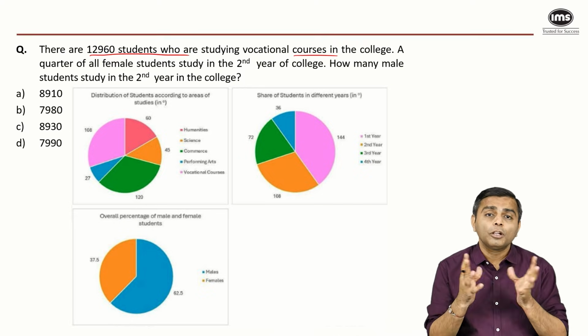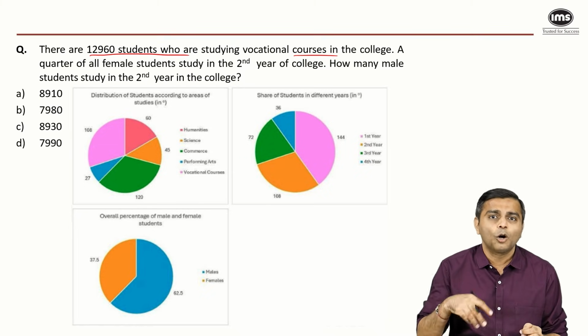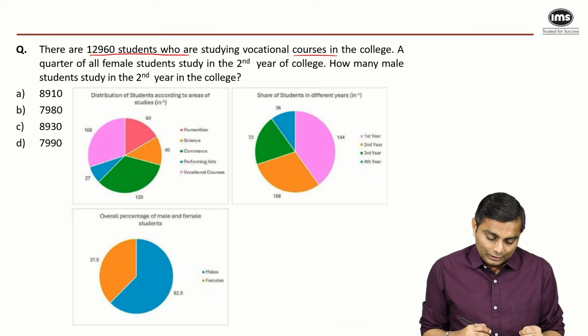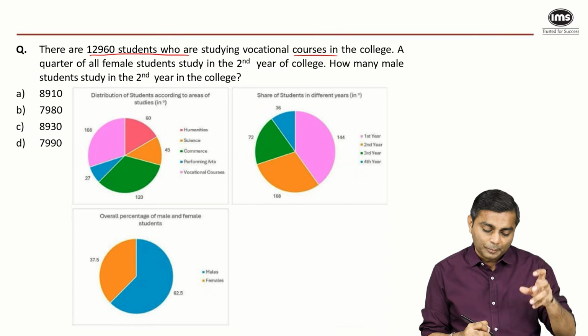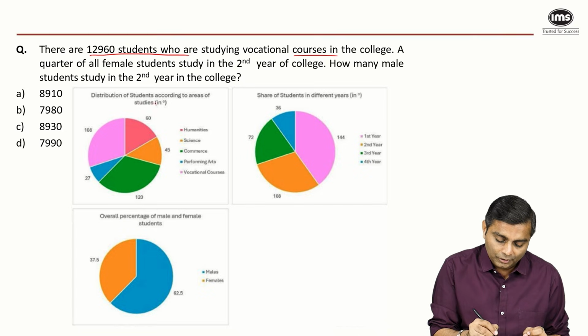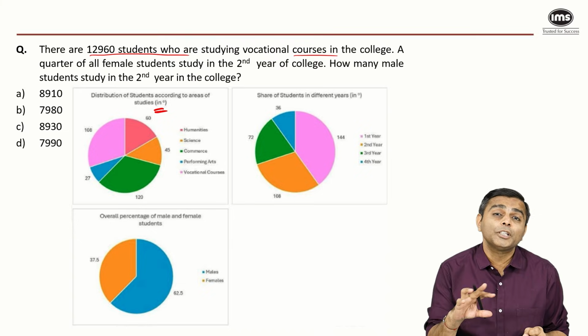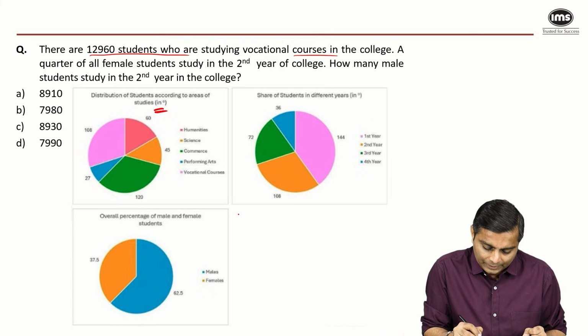So of the total of all the females, 1/4 study in the second year. How many males study in the second year is what we are asked. Okay, great. For the second year, if you see the first pie, it is 108. Very, very important, it is in degrees. 108 degrees. 108 on 360 is actually 30%. So 108 degrees, in other words, can be understood as 30%.